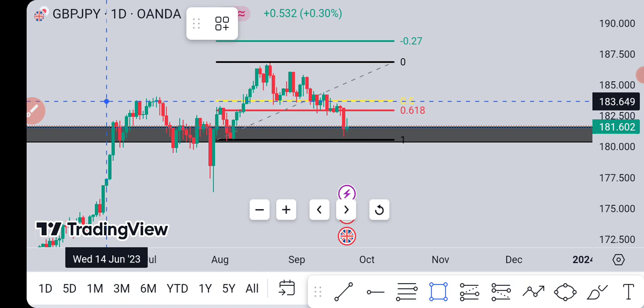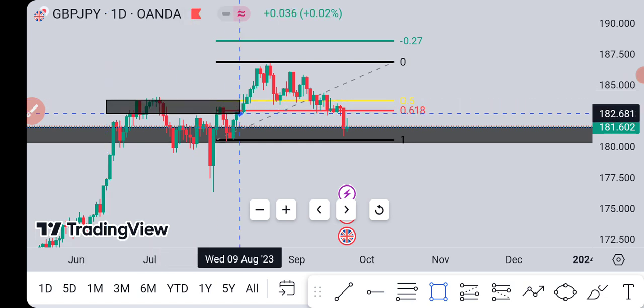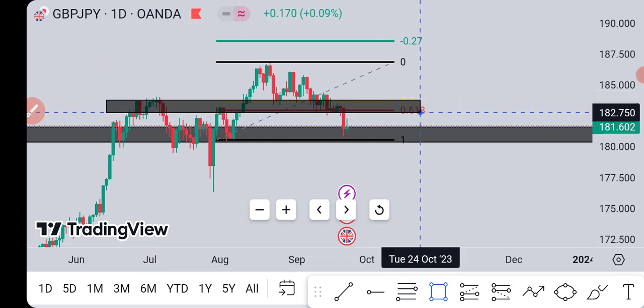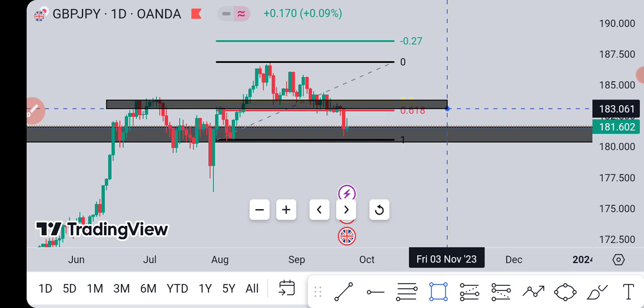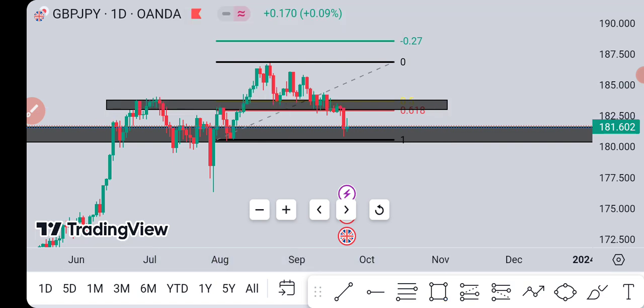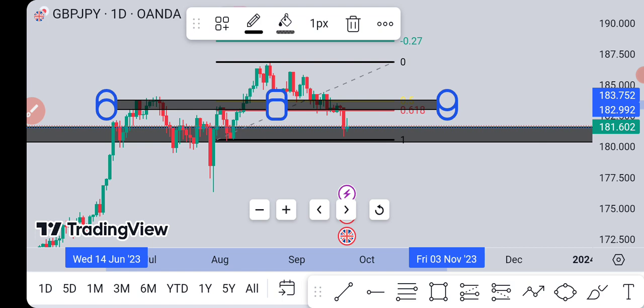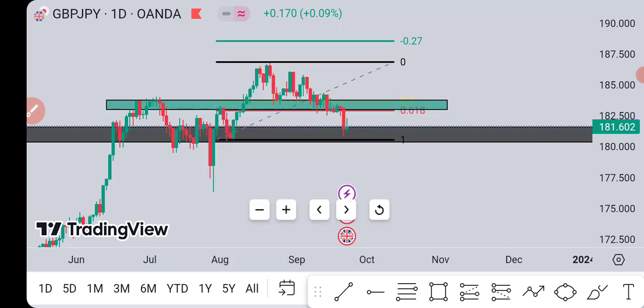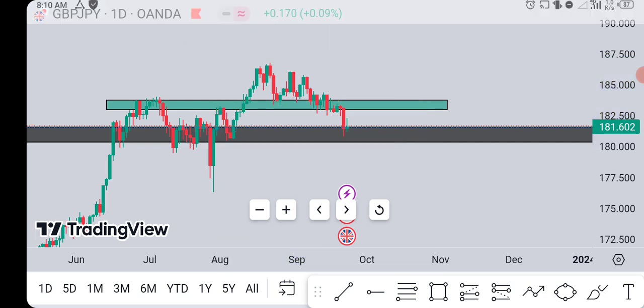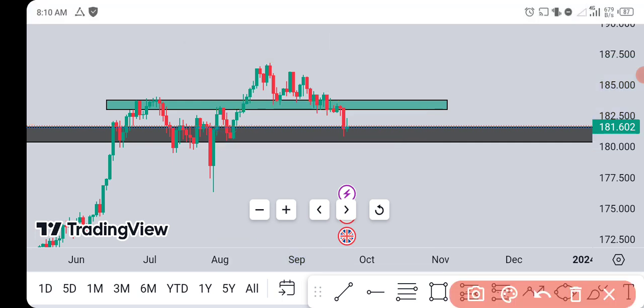Remember, this is a very strong zone on the daily time frame, but the weekly time frame is stronger than the daily. So the market will most times respect weekly and also daily. So this is my daily. This green zone is my daily level. So I was looking for a buy around here.